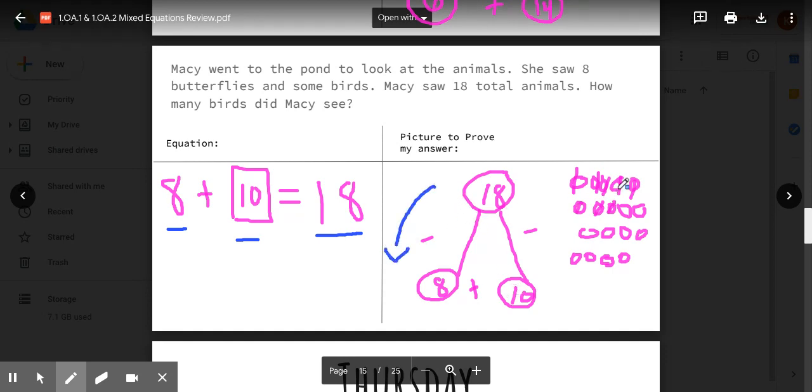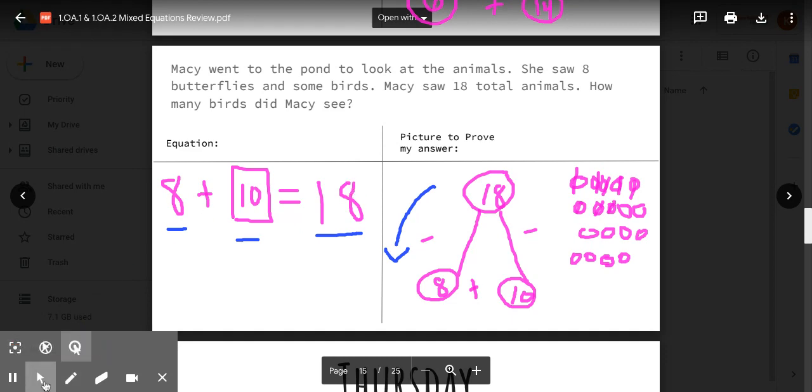So I drew 18 circles, I took 8 away, and got 1, 2, 3, 4, 5, 6, 7, 8, 9, 10 left, which is my missing part. Then I went over here, filled in my missing part to complete my equation. 8 plus 10 equals 18.